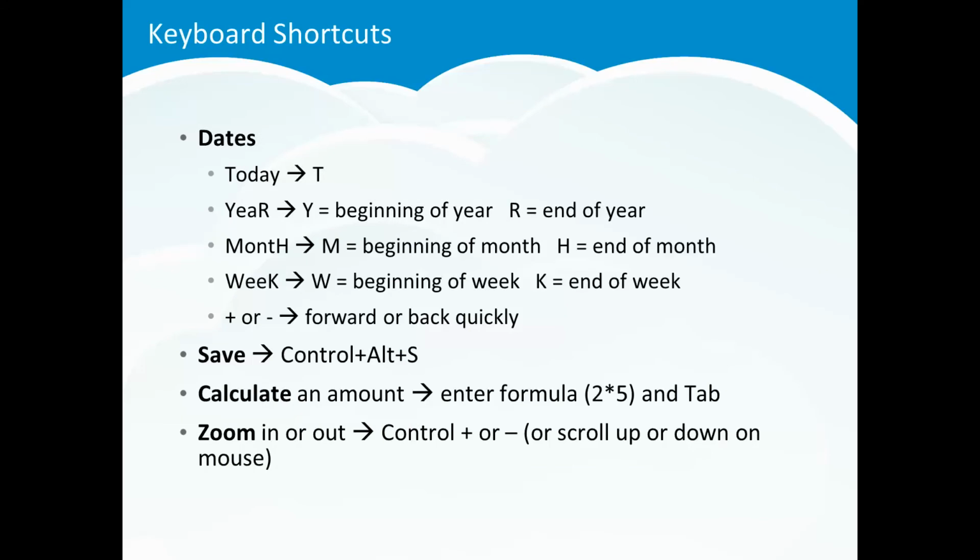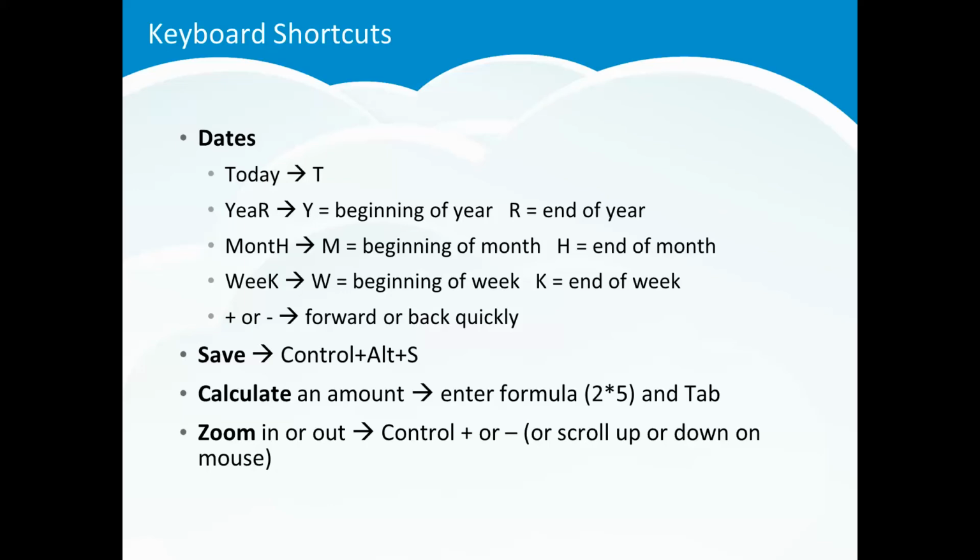Go in there and test out some of these keyboard shortcuts. Anytime you're in a date field, you can hit one letter and it'll take you to a date. T for today, Y will get you to the beginning of the year, R, end of the year, M or H for beginning and ending of the month, W or K for beginning and ending of the week. Also, if you hit the plus or minus key, that will move you forward or backwards quickly in that date field.